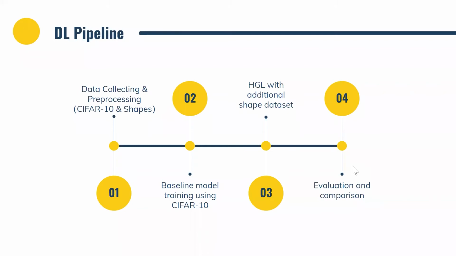Here comes our deep learning model pipeline. There were 4 stages: data collecting and pre-processing, baseline model training using CIFAR-10, human-guided learning with the additional SHIP dataset, and lastly, evaluating the robustness of the 2 models.